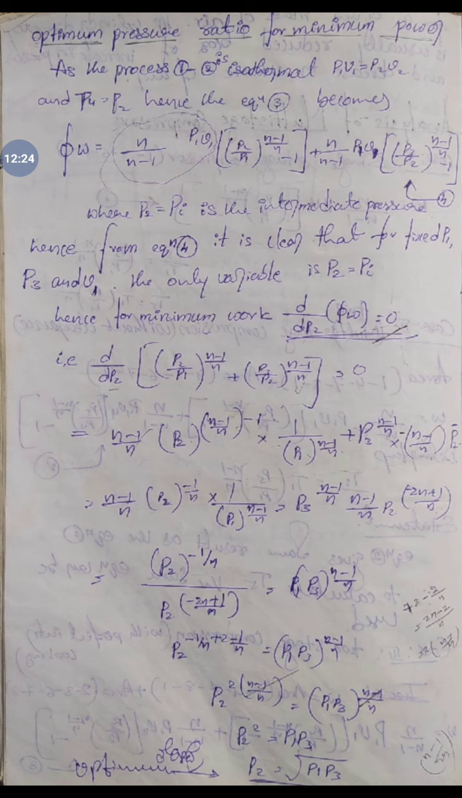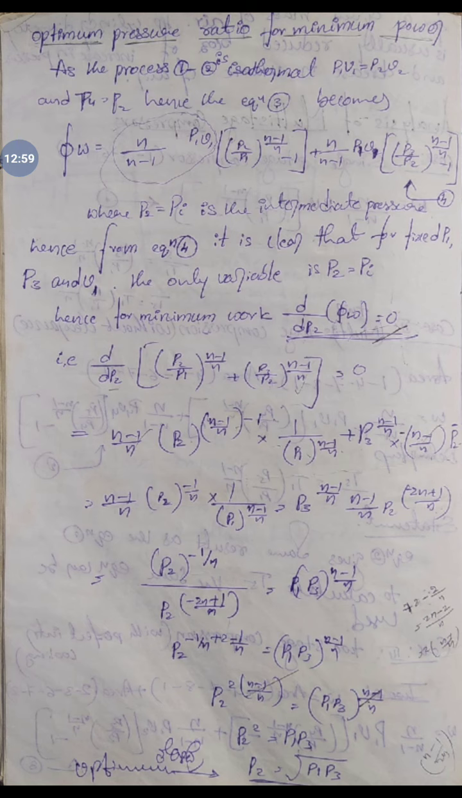So from equation 4, it is clear that for a fixed suction pressure P1, a fixed delivery pressure P3, and a fixed volume of air taken in, that is V1, all these are fixed, and the only variable is the intermediate pressure, that is P2. Hence, to find the minimum work, we have to differentiate the above equation with respect to the pressure P2. So it is given by d by dP2 of the cyclic integral of W is equal to 0.